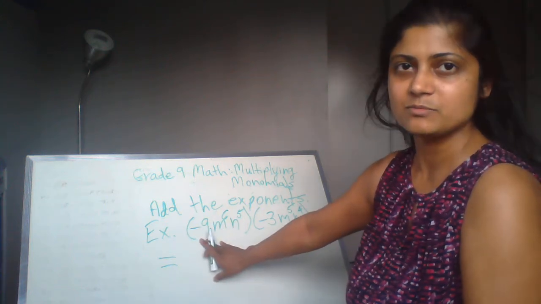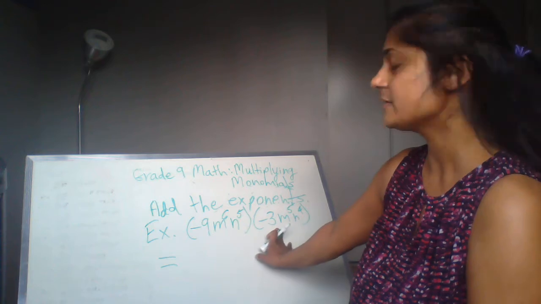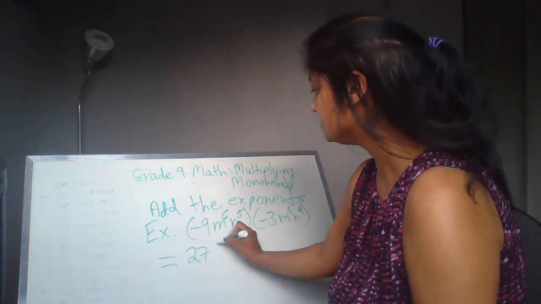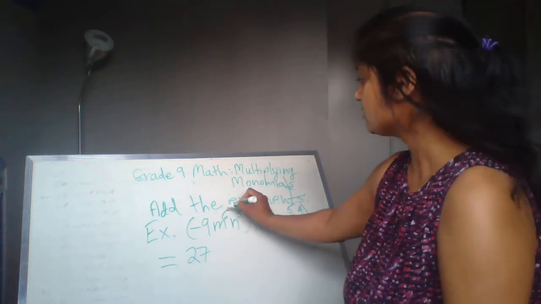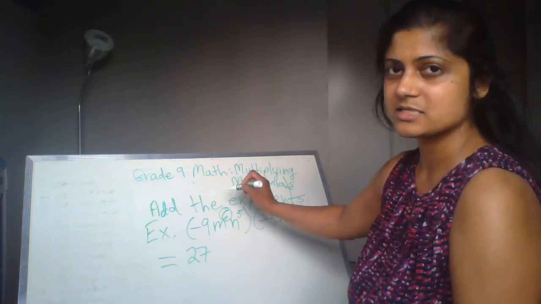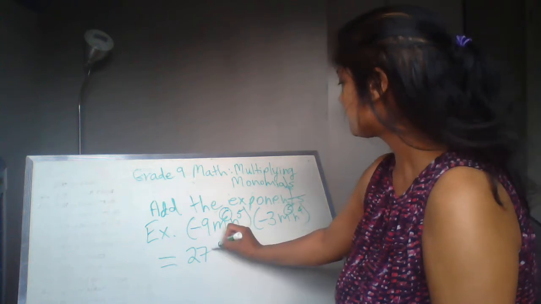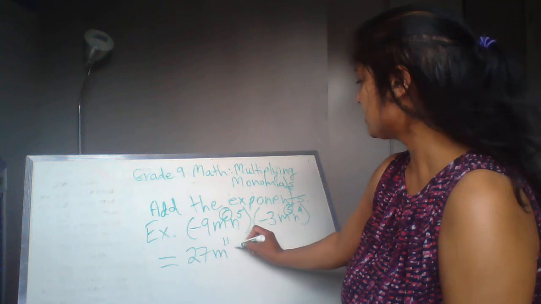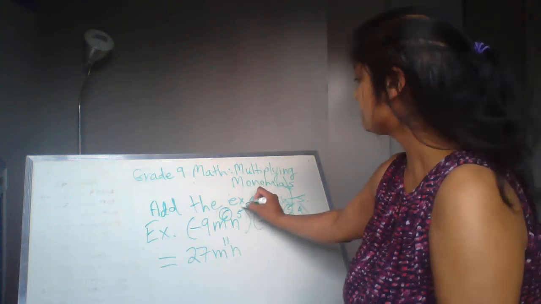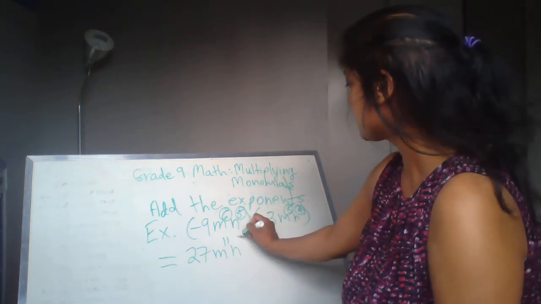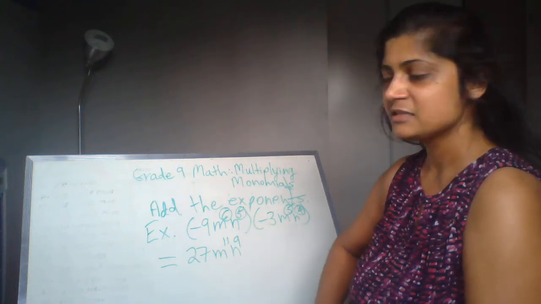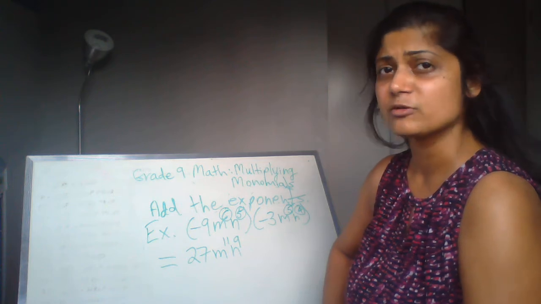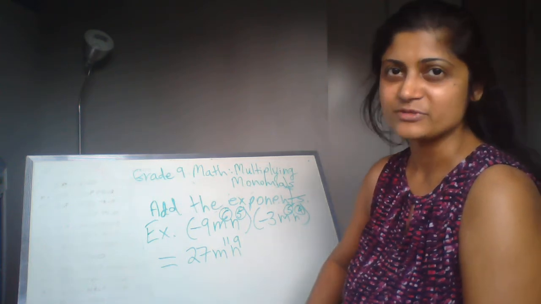So we're going to again multiply the two numbers together. I'm going to do negative 9 times negative 3, positive 27. If I look at the m, I'm going to circle it as we're adding it together. We're doing 6 plus 5, so m to the power of 11. And for n, we're going to do 5 plus 4, so n to the power of 9. So this is basically our final answer. It's 27, m to the power of 11, n to the power of 9.